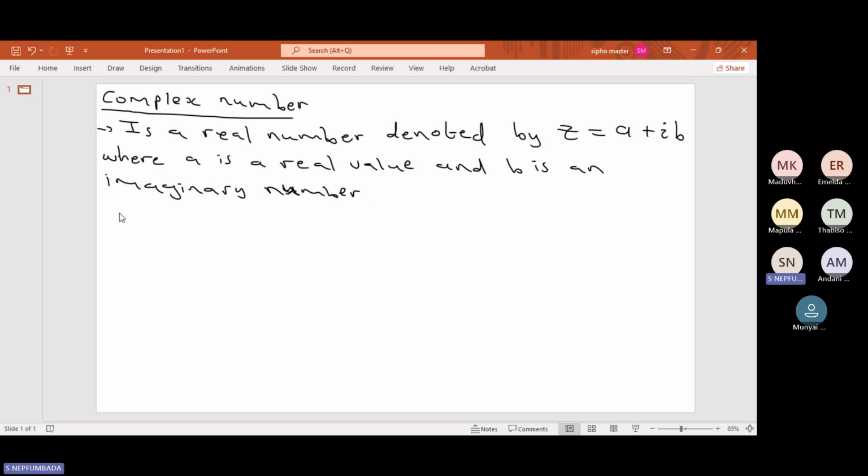So whereby A is represented by the real part of Z and B is represented by the imaginary part of Z. Are we still together? Yes.